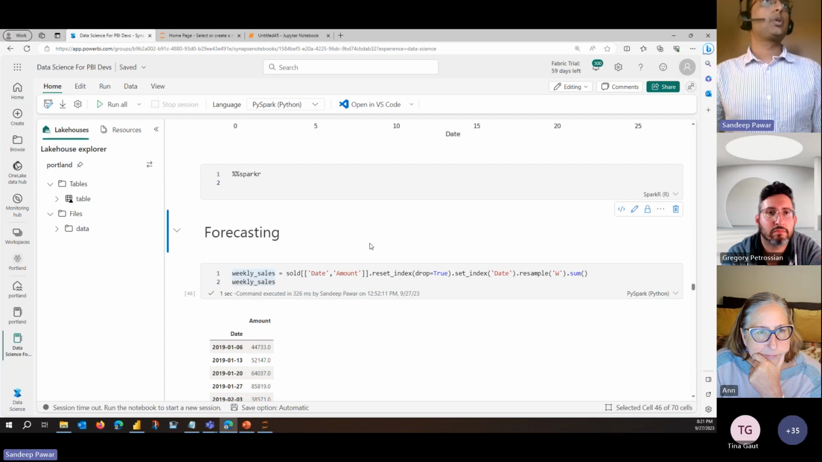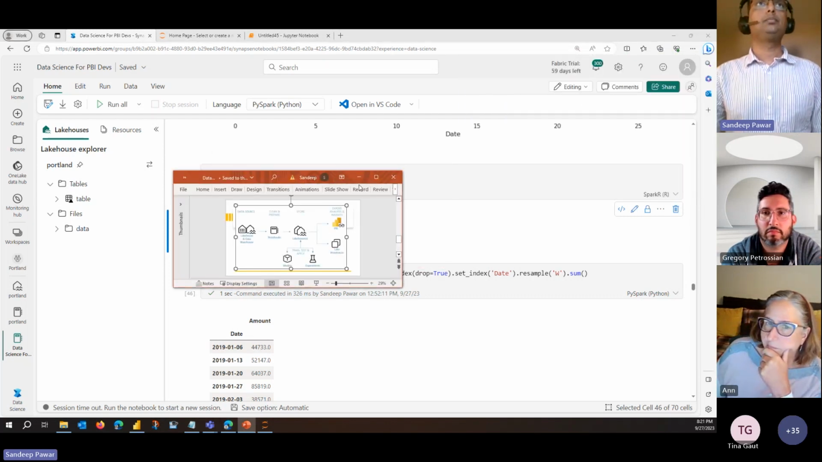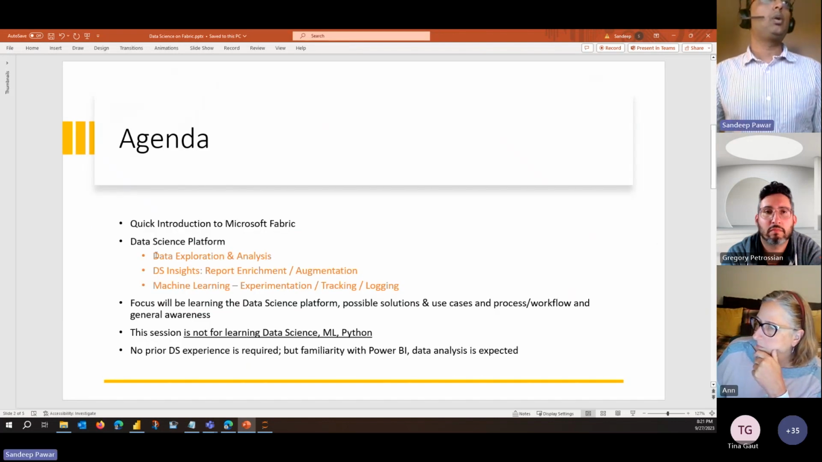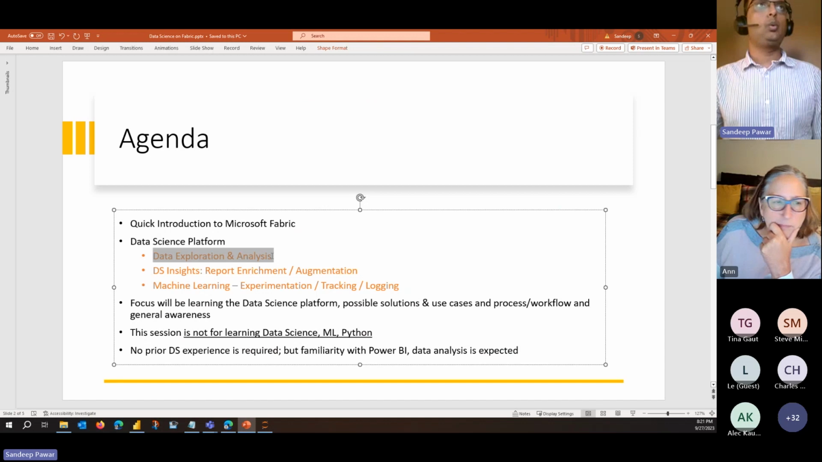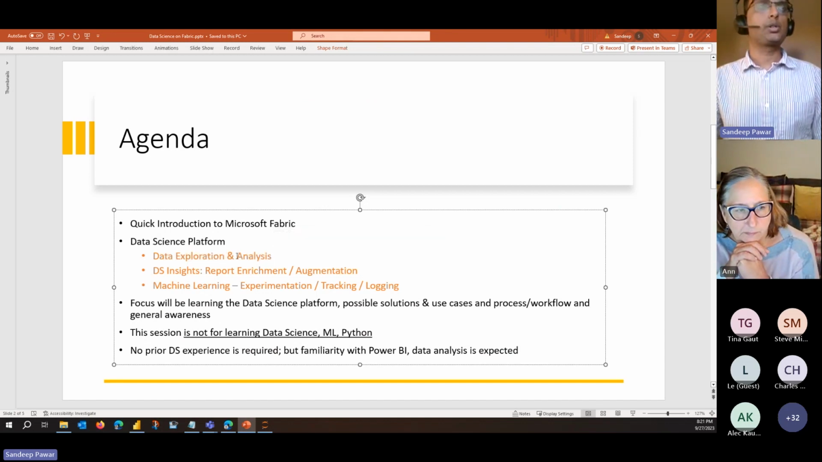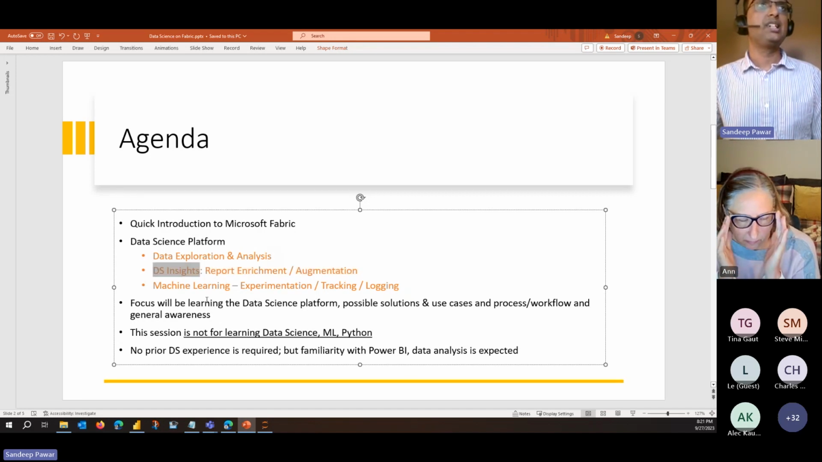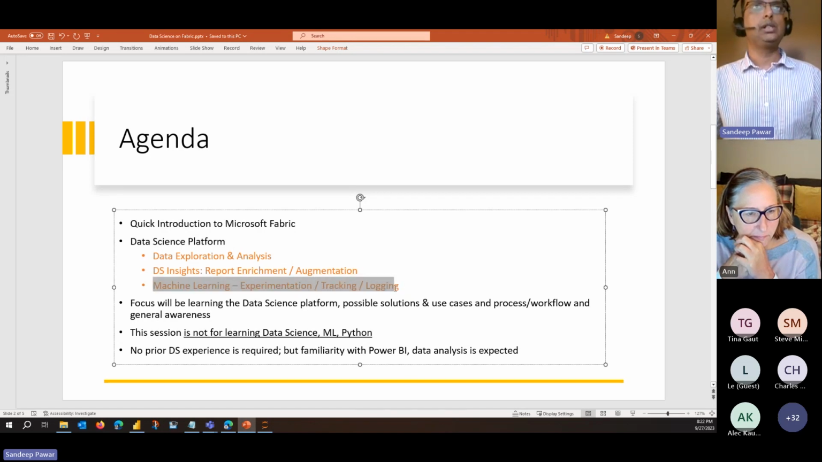Okay, so if we were to go back here, we talked about the data exploration, how the Fabric data science platform will help you with the exploration. We talked about how the report enrichment and augmentation will help you create more insights. And the last remaining piece here is the machine learning.